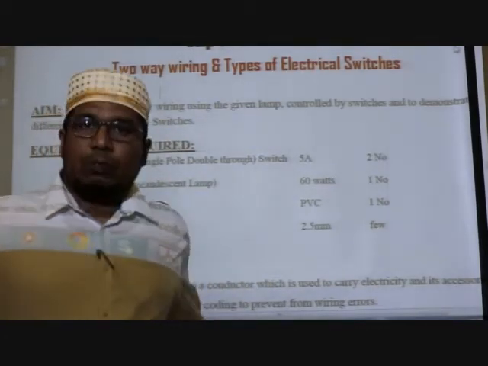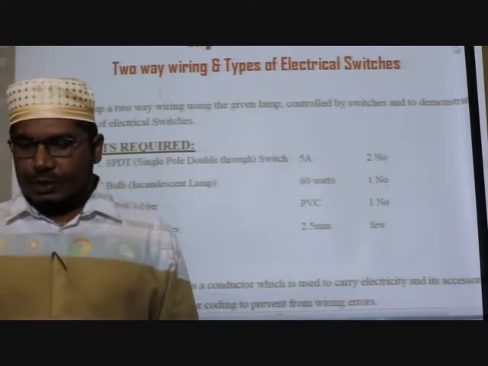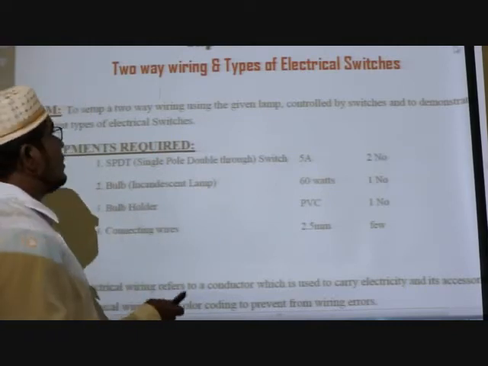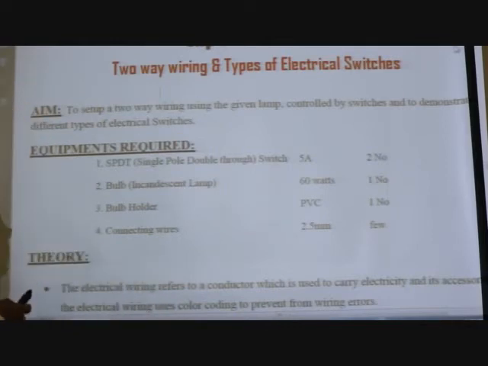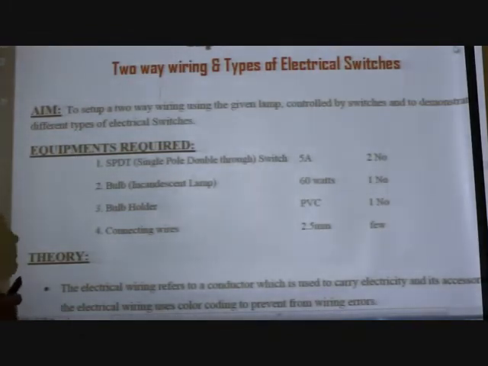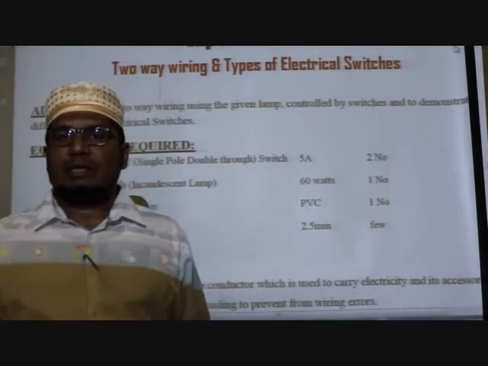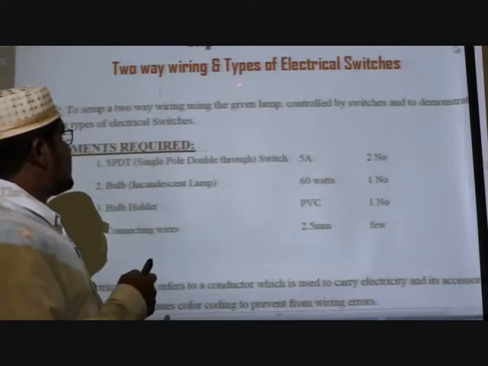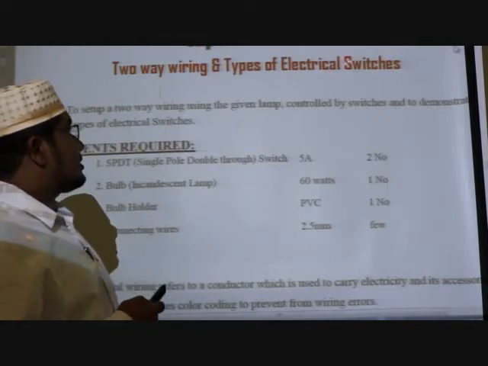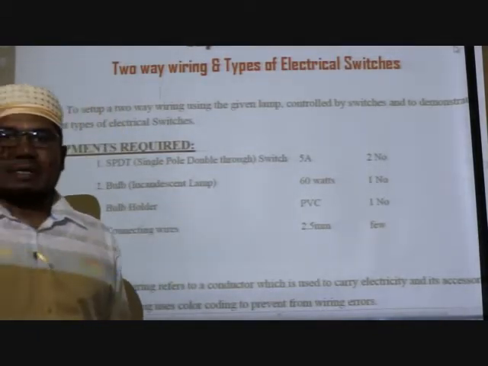Welcome to electrical workshop. Now we are in the third experiment, that is two-way wiring and types of electrical switches. In this we have two parts of explanation. One is two-way wiring, where we do some practical session, that is how to connect two switches to one lamp circuit, and we have some types of electrical switches. First we will study the theory part, then we will go to the practical session.